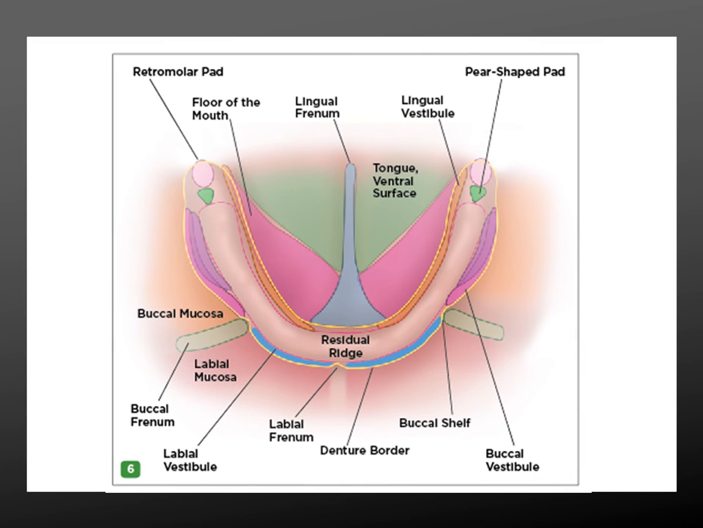So once again, to just reiterate what the different parts are: the retromolar pad area, the floor of the mouth, the lingual frenum, then the lingual vestibule area, then your buccal vestibule, and this is your buccal shelf area, that's where your denture border should extend. You can see the labial frenum, then your labial vestibule and the buccal frenum. And this pink area is also your residual ridge. So these are the main anatomical landmarks of your mandible.